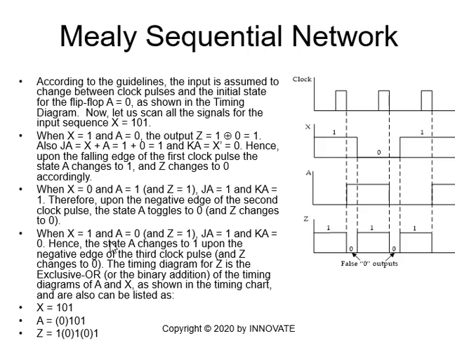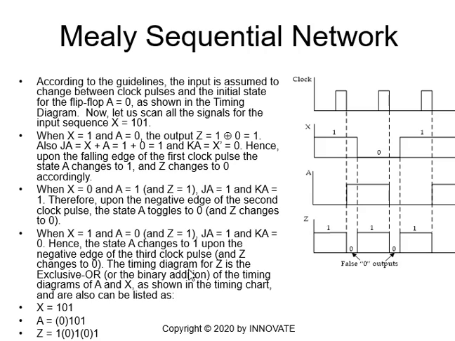When X is 1 again and A is 0, Z will be 1, JA will be 1, KA will be 0, hence the state A changes back to 1 upon the negative edge of the clock.